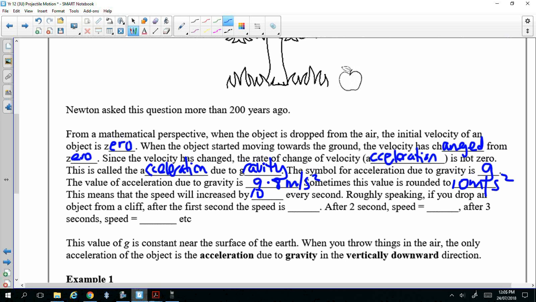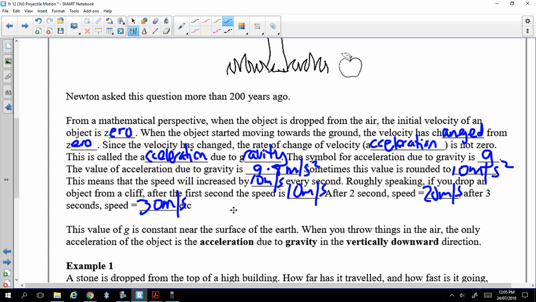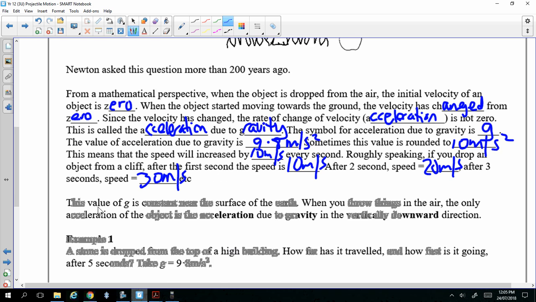So roughly speaking, if you drop an object from a cliff, after the first second the speed is 10 meters per second. If you wait another second, it gets faster and becomes 20 meters per second, and after 3 seconds it becomes 30. That's why if you fall from a cliff, it's very dangerous: it gets faster and faster, and you will get severely injured. This value of g is constant near the surface of the Earth.